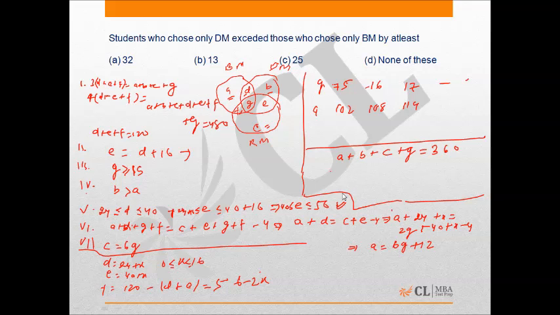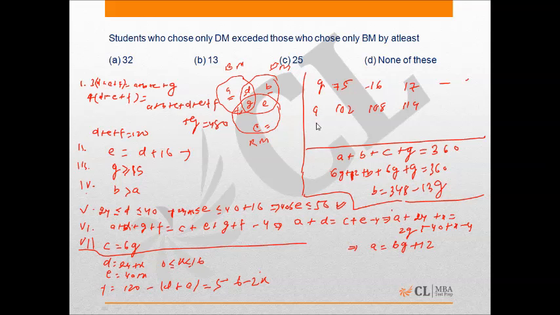We know that A is equal to 6G plus 12, B is not known, and C is equal to 6G, plus G, this is 360. So B will be 348 minus 13G, and we also know that B is greater than A.